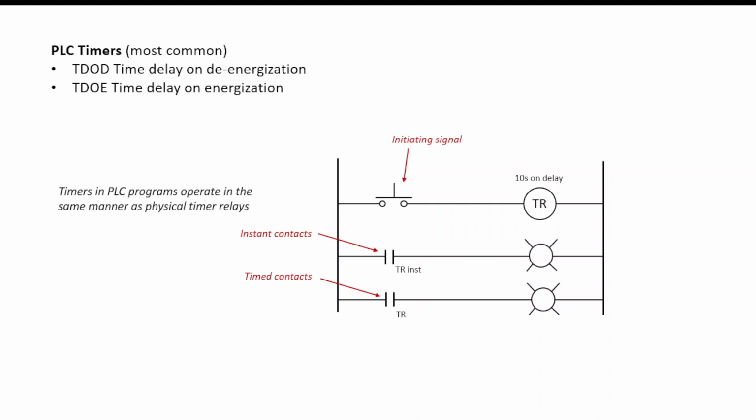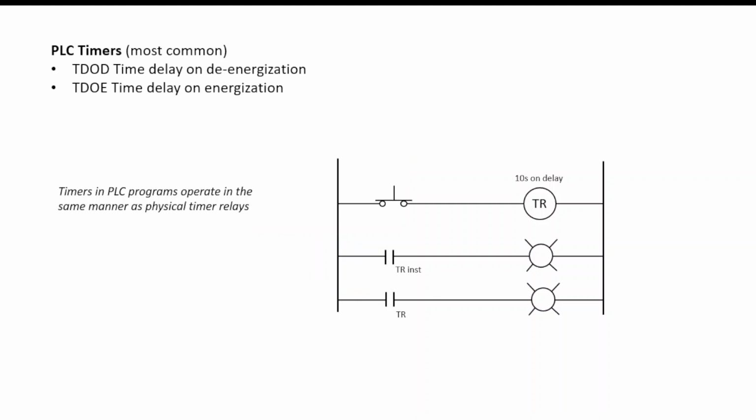Now PLC timers come in the same two standards that we see in the mechanical world. We have TDOD, or sometimes known as time delay on de-energization, and TDOE, time delay on energization. Now, timers in PLC programs operate in the same manner as physical timer relays, and that is that there's an initiating device, there's a timer with a coil with a delay, and then there is usually instant contacts. They change state as soon as the coil is energized, and these are not timed. And then there are timed contacts, which are controlled by the 10-second.